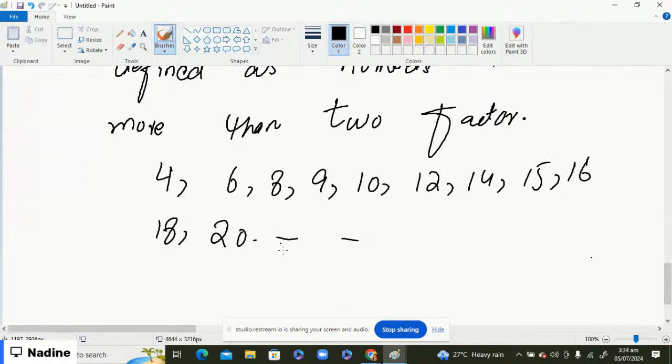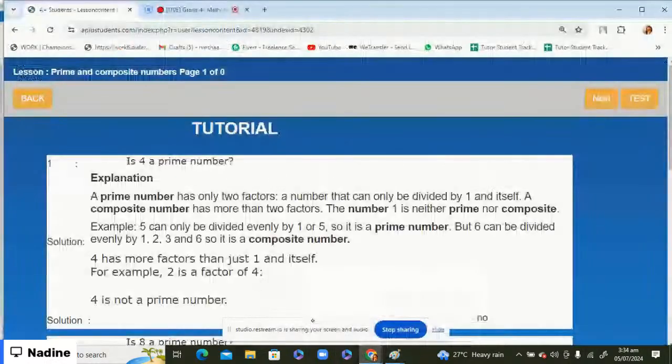Now, let's try some questions. Is 4 a prime number or a composite number? Look here, 4 has more than two factors. So it's not prime, it's a composite number. The number 1 is neither prime nor composite.